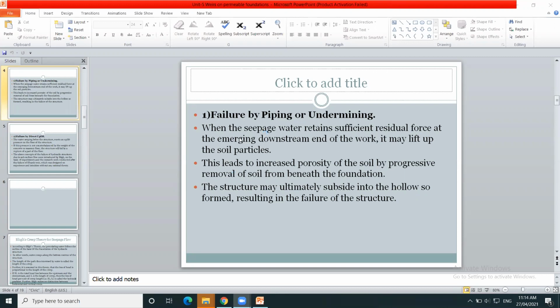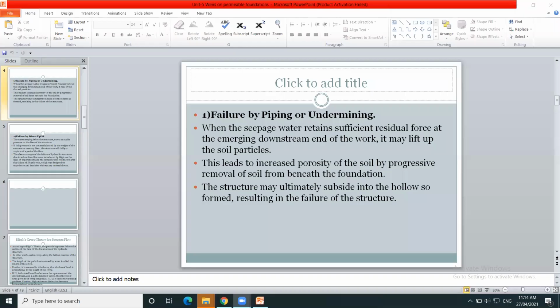Failure by piping or undermining. When the water retains sufficient residual force at the emerging downstream end of the work, that may lift up the soil particles. That leads to increased porosity, and there will be progressive removal of the soil in the foundation. That may lead to failure of the structure. The structure may ultimately subside. This is the failure by piping.